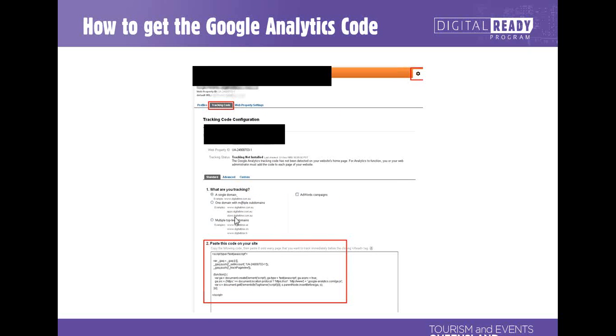What are you tracking? A single domain, paste, and this is what the code looks like. Okay, so it's just this kind of paragraph of strange text. Make sure you copy it all from where it says script to where it says script and the little bit there. Don't miss anything out. Put that in your site and away you go. And you can start measuring your traffic.